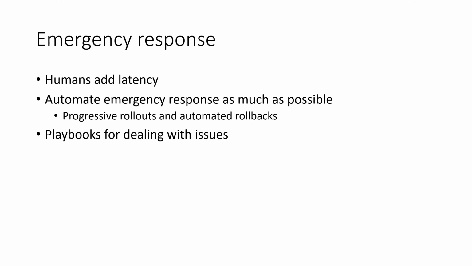And what happens when there's a failure? When responding to failures, humans add latency. So Google tries to automate emergency response as much as possible. Progressive rollouts and automated rollbacks are some of the things they use to automate dealing with issues. And whenever there's an automated rollback, for example, then engineers can look at what went wrong and fix the problem and then try deploying again. But the fix was automated. And maybe humans didn't even need to get involved to solve that issue when it occurred.